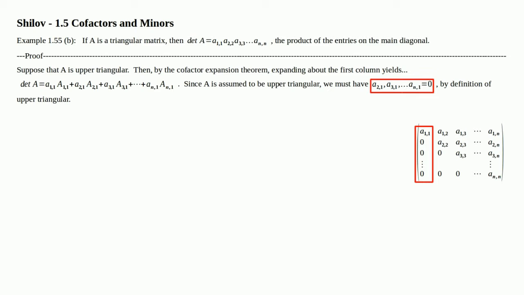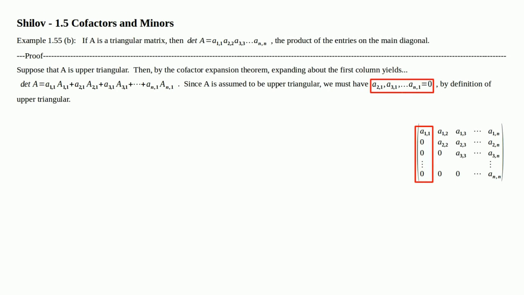And here's what I'm talking about. That's what it looks like. We have an upper triangular matrix. All the entries below the main diagonal are 0, and if we expand about the first column here, the only entry that's not 0, or presumably may not be 0, is the first one.